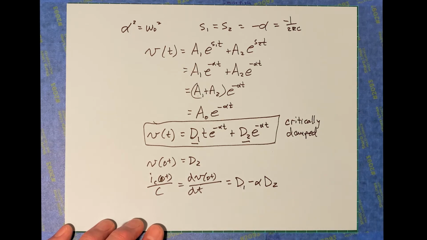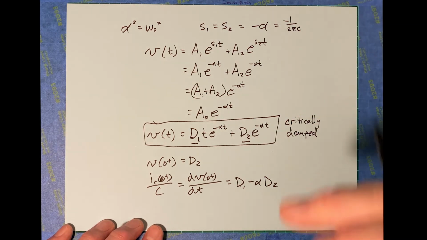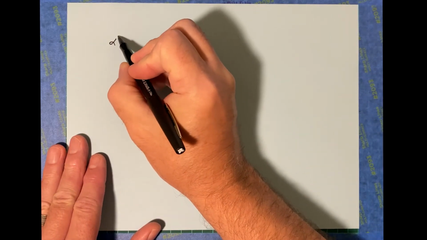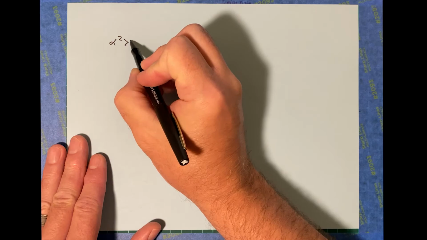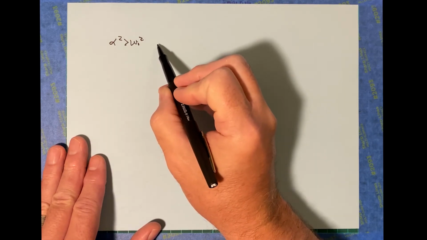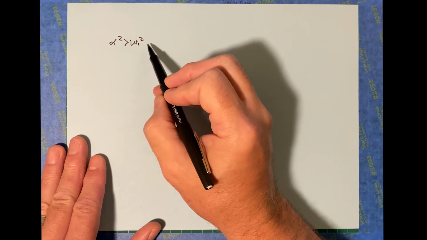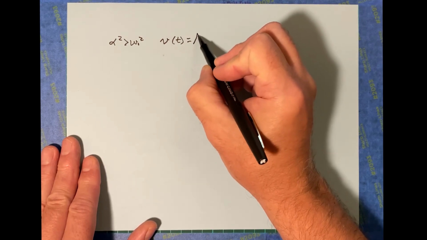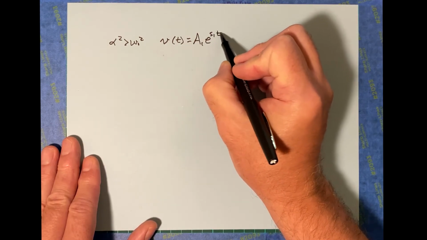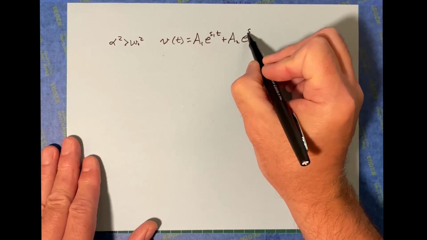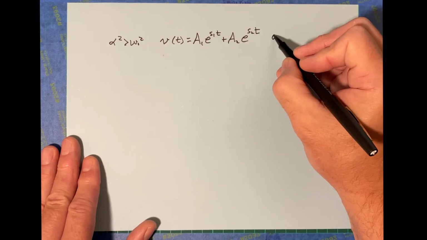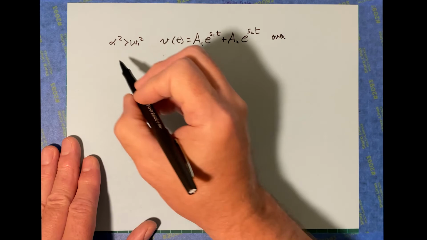All right? So what we've done here is we've covered the overdamped, underdamped, and critically damped solutions. So let's sort of summarize this. If we've got alpha squared greater than omega naught squared, then what's underneath the radical of the S1, S2 equations is going to be positive. And in that case, the voltage response is just going to look like A1 e to the S1t plus A2 e to the S2t. And that is called the overdamped. So that's the overdamped solution.